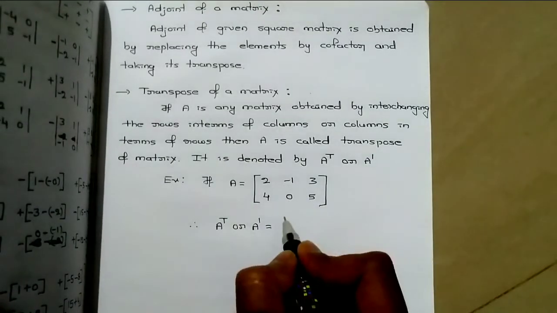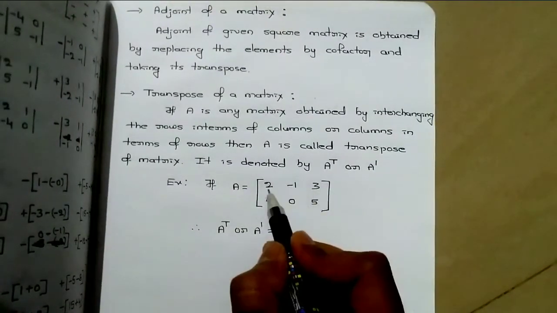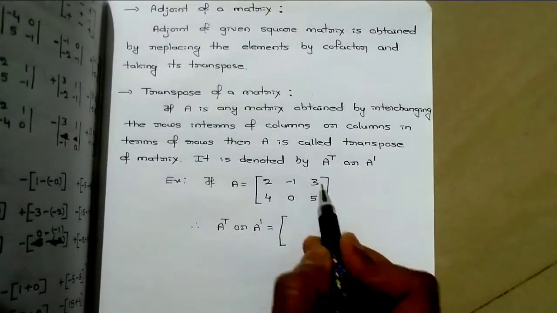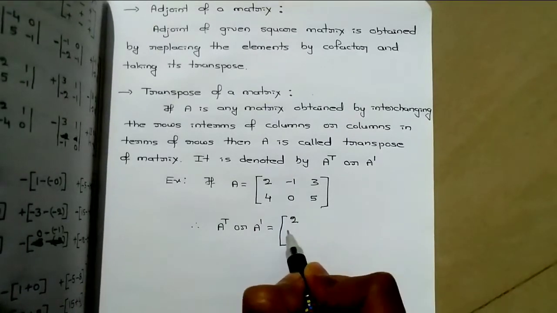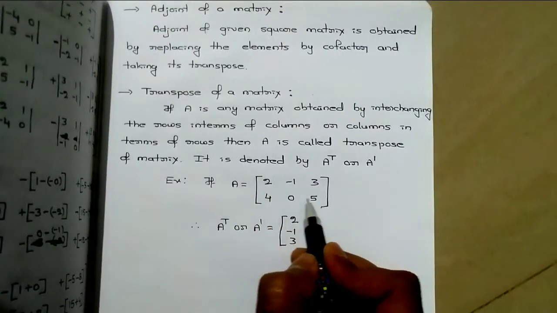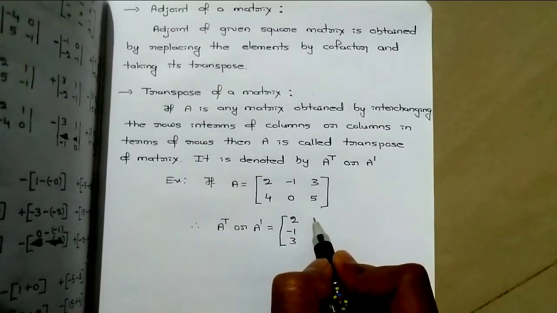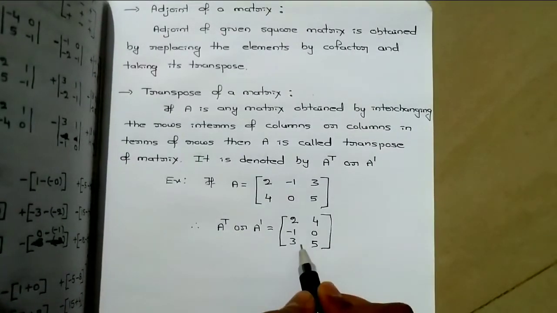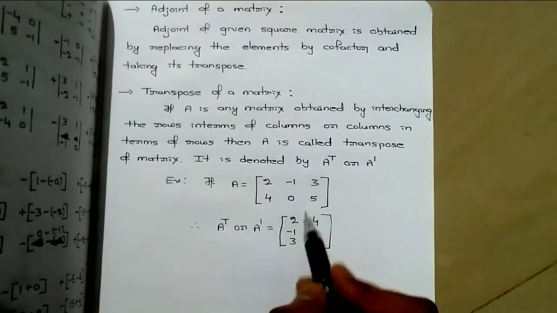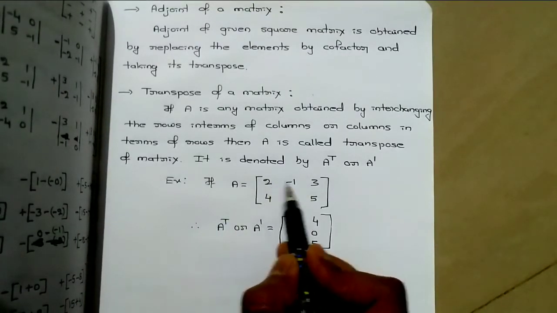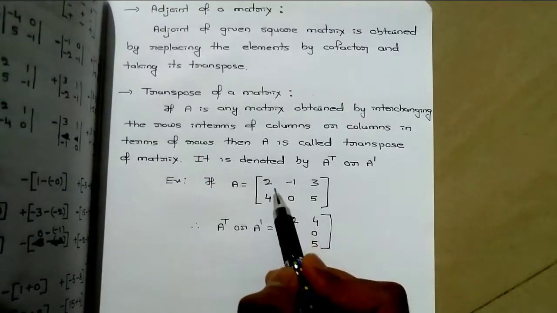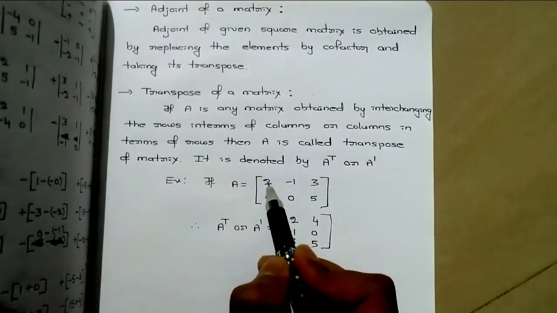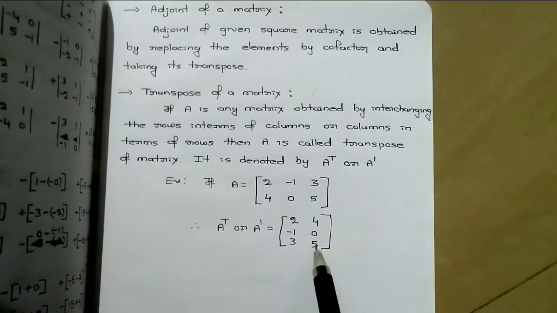Here, the first row, 2 minus 1 3, I am going to write as the first column, 2 minus 1 3. The second row, 4 0 5, I am going to write as the second column, 4 0 5. So this indicates A transpose. What I did was interchange rows in terms of columns. We need to interchange either rows in terms of columns, otherwise columns in terms of rows. Any one we need to do.